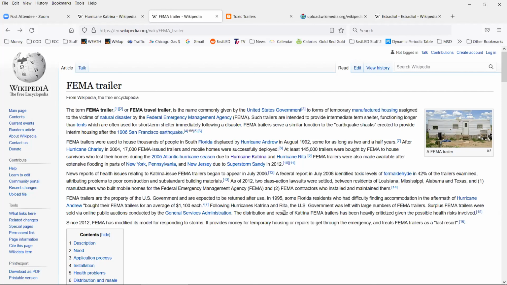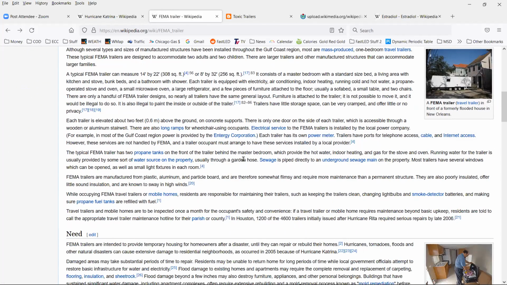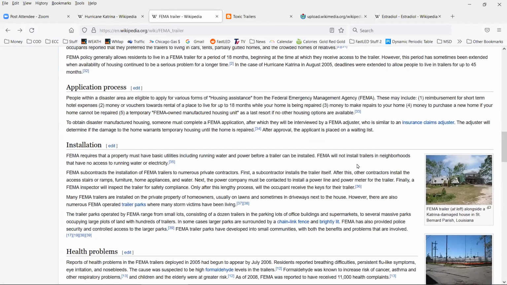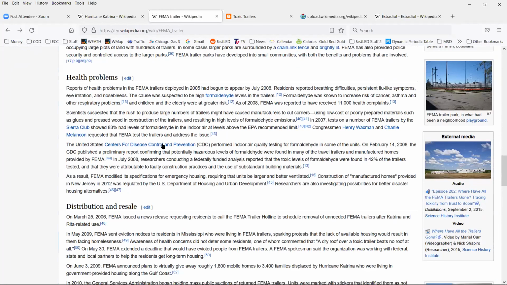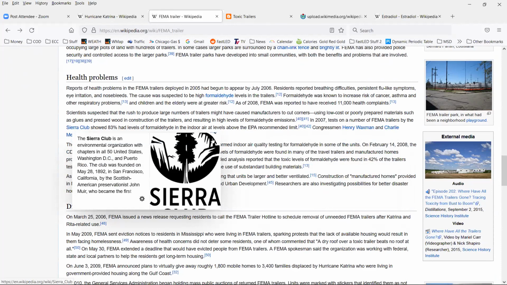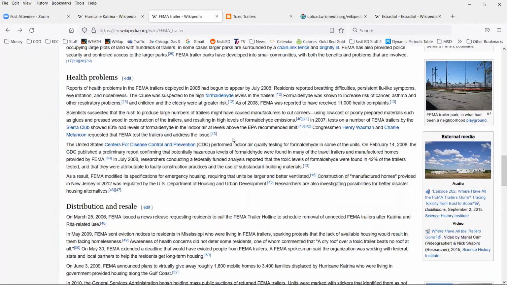If you notice down here, right here, they talk about health problems, and where it says in 2007 tests on a number of FEMA trailers by the Sierra Club, that was actually Becky Gillette, and she used her own money. And finally, Congress got involved, Henry Waxman. Now, why am I telling you this? Well, a couple of things.